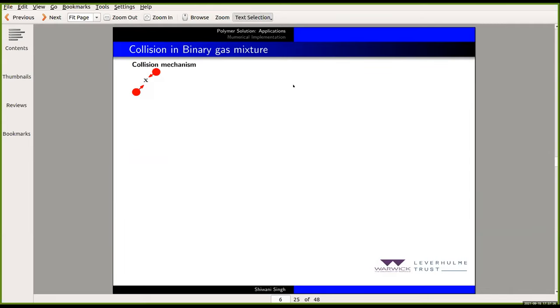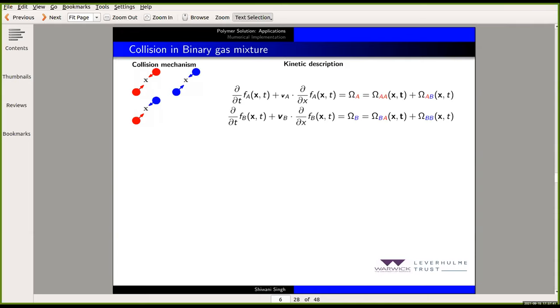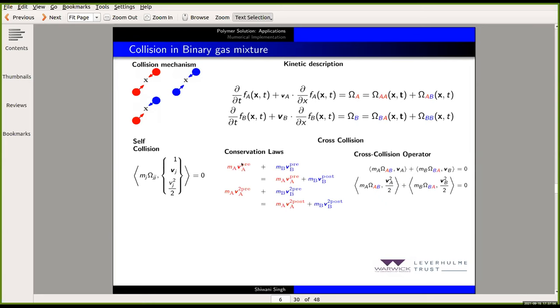So before going into the model that we are using, I will briefly describe how it is done in binary gas mixture. In a binary gas mixture, we need to take care of the collisions happening between particle A and A, particle B and B, and particle A and B. Any kinetic description should account for the self-collision as well as the cross-collision. The self-collision should conserve mass density, momentum density, and energy density. And the cross-collision should be such that the total momentum and the total energy of the system are conserved.